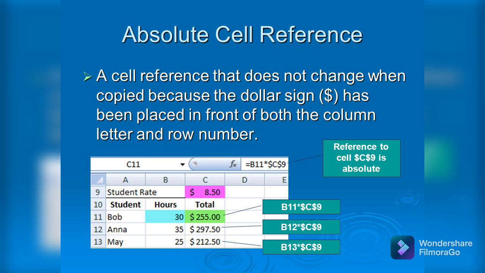If you do not want to change the address of a cell while copying the formula to another cell, you can make it an absolute reference by adding the $ sign just before the row number and column letter.